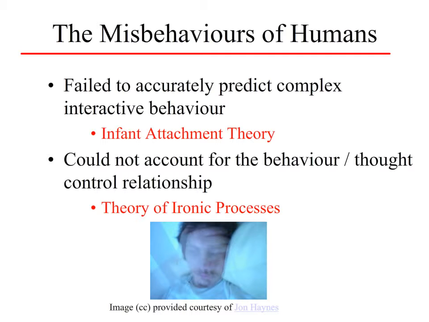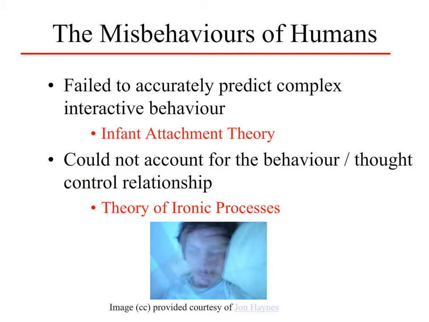Behaviorist theory failed to predict accurately some of the complex interactive behaviors that we see. For example, infant attachment theory. Children who are more securely attached to their parents early on in life aren't holding on to their parents' apron strings later on in life. They're actually quite independent from their parents. So that was one crossover type of interaction that couldn't be predicted at the time by behaviorism.